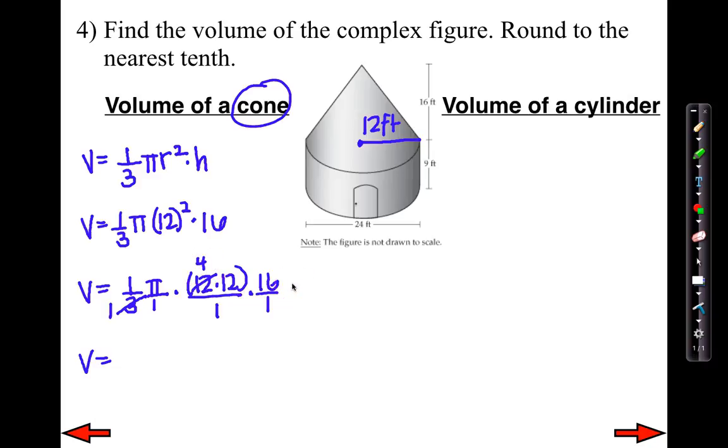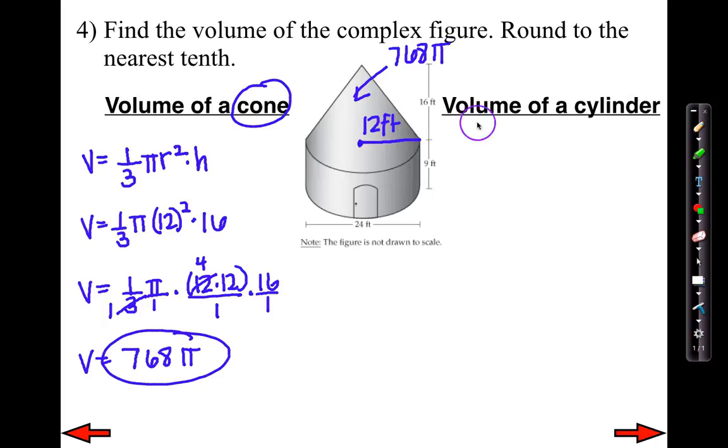Let's go ahead and save us some time. Put that in a calculator. 4 times 12 times 16 is going to give us 768. And again, don't forget pi. Our denominator is just 1, so there's no point in leaving that. So that's the volume of the cone. Let's go ahead and draw that in, 768 pi. Now that we found the volume of the cone, let's go ahead and find the volume of the cylinder.